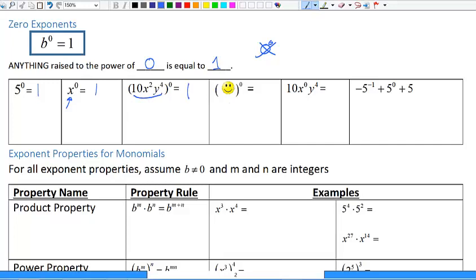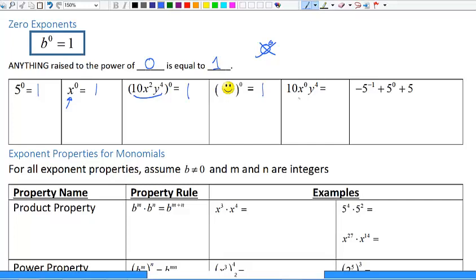How about this one? Smiley face to the 0. What does that equal? 1. Okay, anything raised to the 0 is 1. I know that's a kind of funny way of thinking about it, but I'm truly trying to get you to understand it doesn't really matter what's in the parentheses. If the parentheses is raised to the 0, then it's equal to 1.